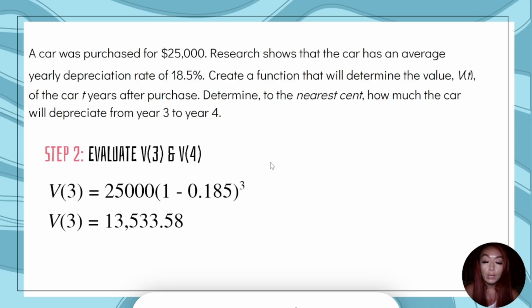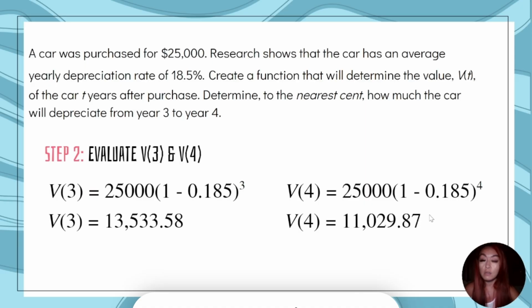Now we'll evaluate v of 4. Just substitute 4 in for t, put this right into the calculator, and rounding to the nearest cent, you get 11,029.87. So now we have to do something with the values of v of 3 and v of 4.